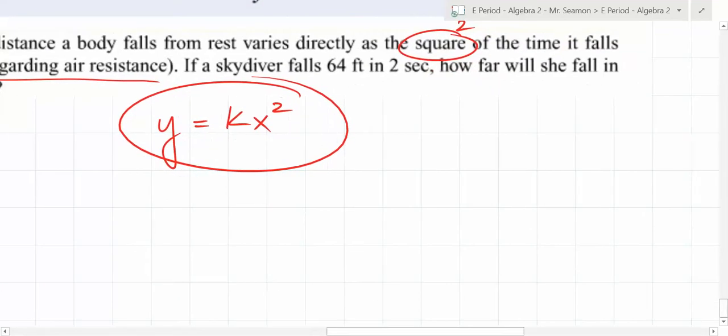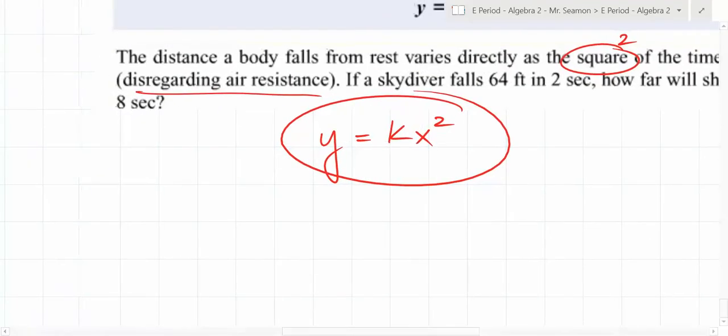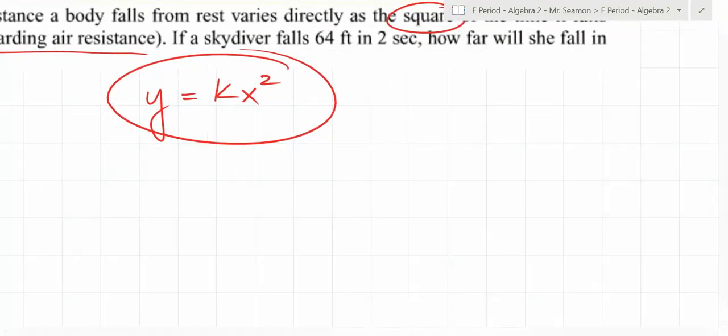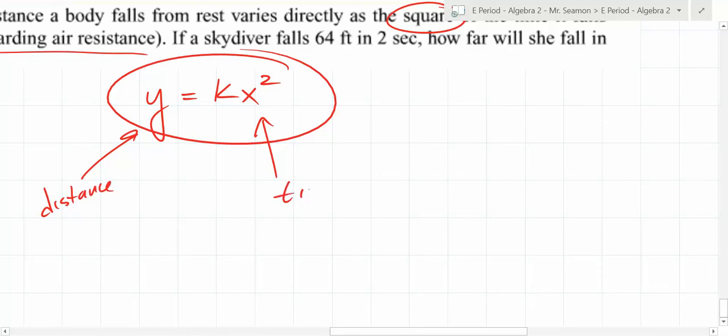If a skydiver falls 64 feet in 2 seconds, how far will she fall in 8 seconds? So in this case, y is going to be time or distance, x is going to be time or distance. Which one do you think is time? Which one do you think is distance? Mar, which one do you think is time? I think y is distance. Yes, it is. Good job. And x, that would mean x is time.